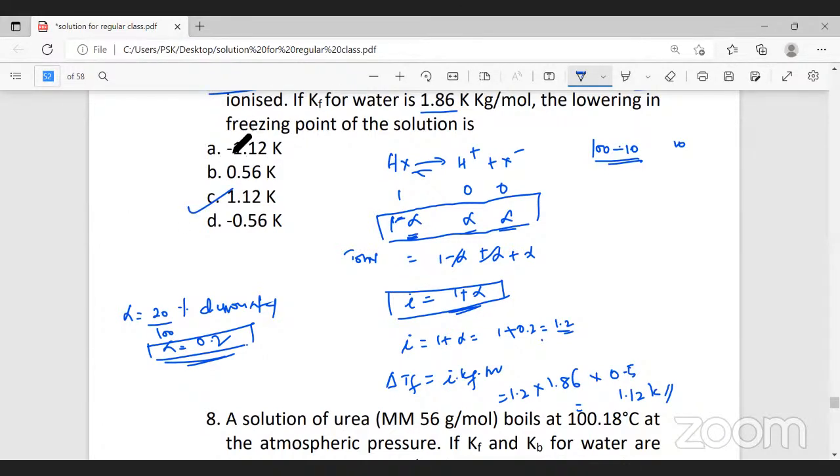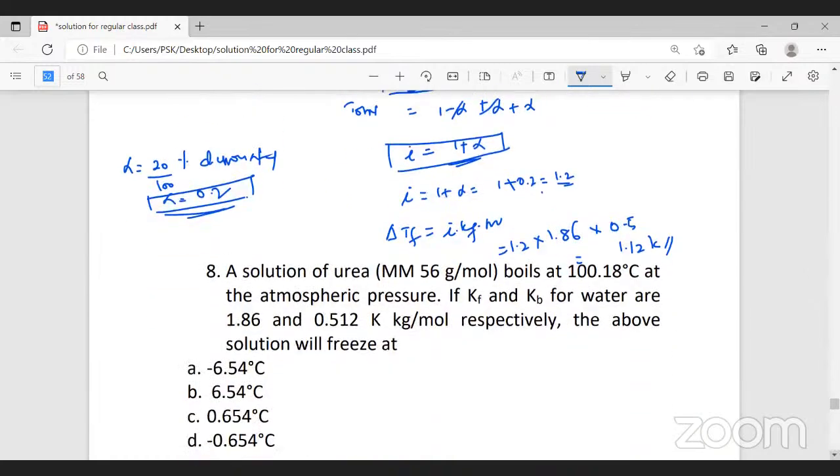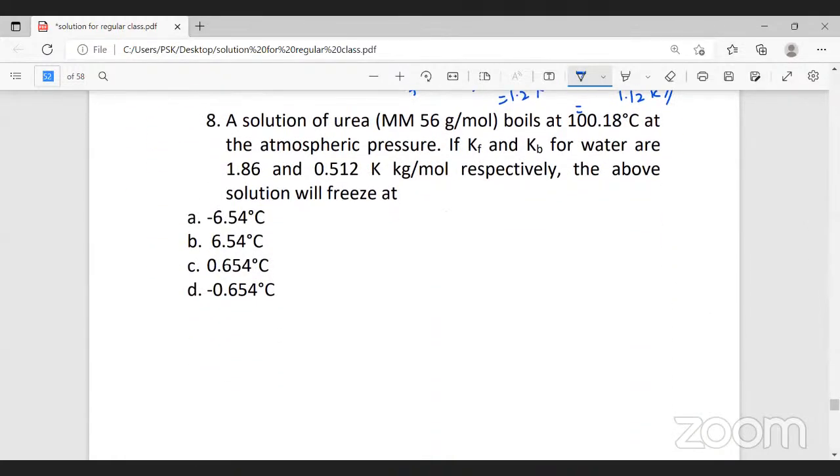See, here they've given minus. It cannot be minus. So it's plus 1.12. Hence the answer for this question is option C. Followed? Yes, sir. Yeah. The next question.